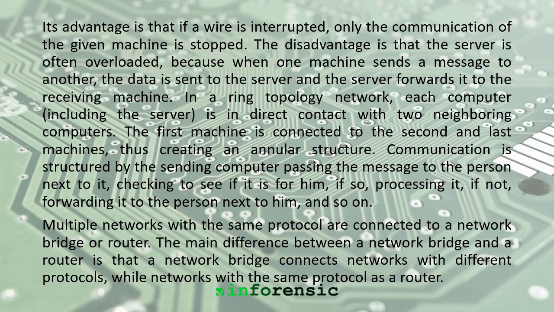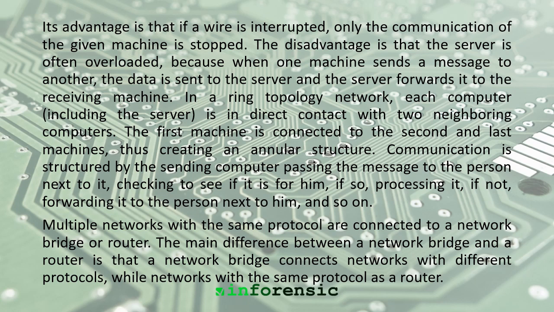In a ring topology network, each computer, including the server, is in direct contact with 2 neighboring computers. The first machine is connected to the second and last machines, thus creating an annular structure. Communication is structured by the sending computer passing the message to the one next to it, checking to see if it is for him, if so, processing it, if not, forwarding it to the one next to him, and so on.